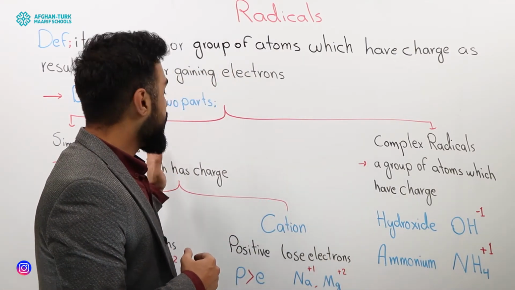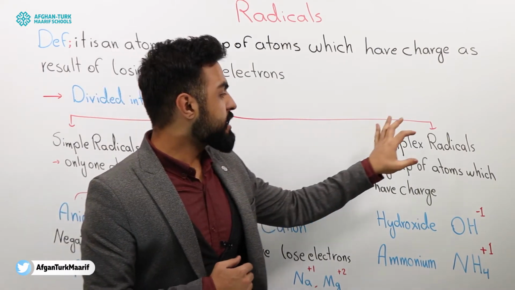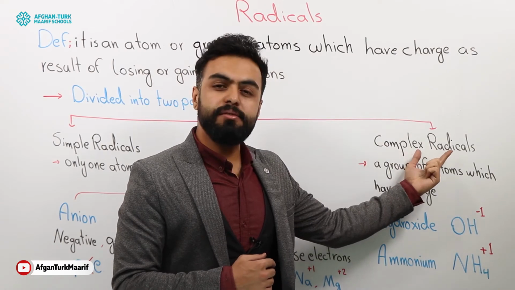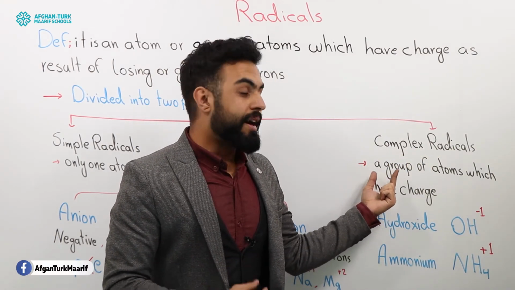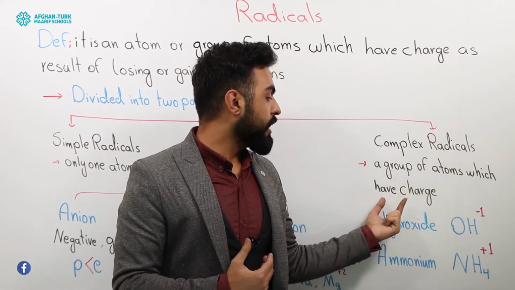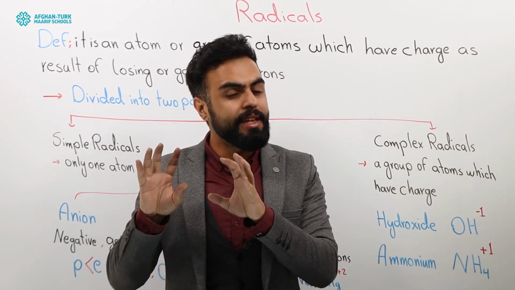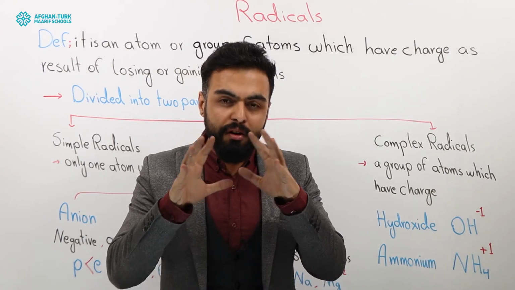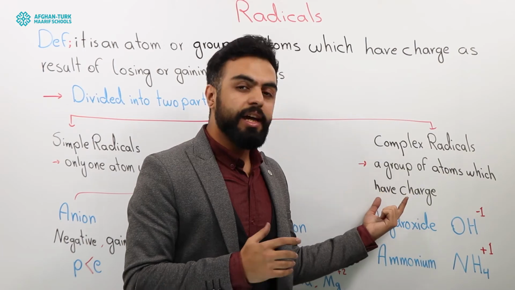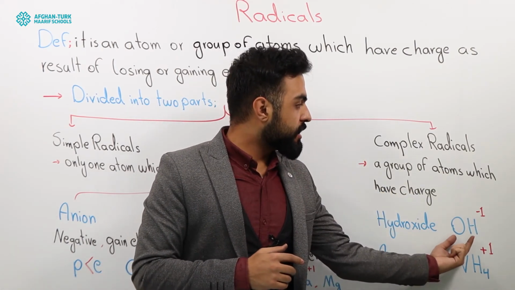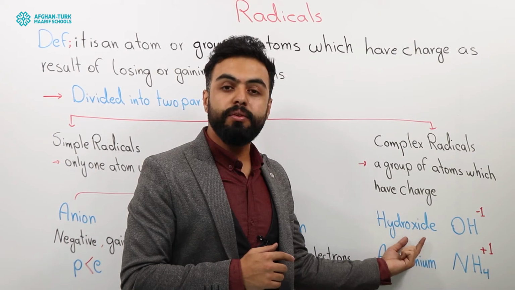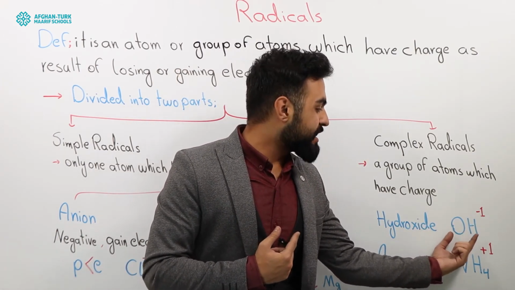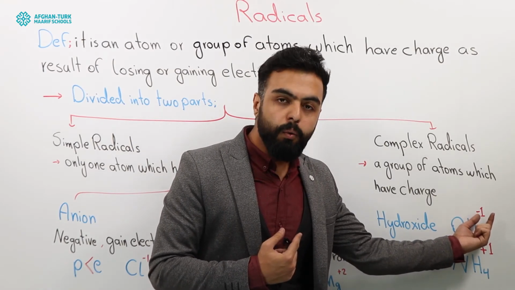But now, as we said, we have simple radicals and we have complex radicals. In a complex radical, there is a group of atoms which have charge. It is not only one simple atom like sodium, chlorine or another. They are a group of atoms which has charge. Here is a complex radical which is called hydroxide. Hydroxide is made of 1 oxygen and 1 hydrogen, and totally their charge is -1.